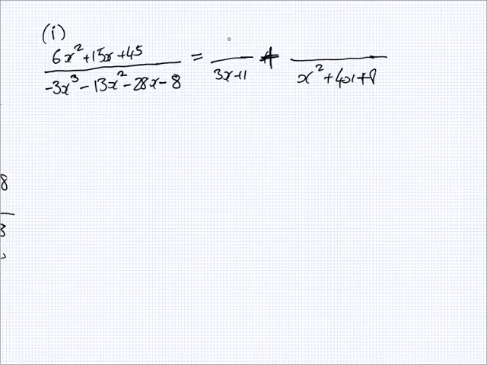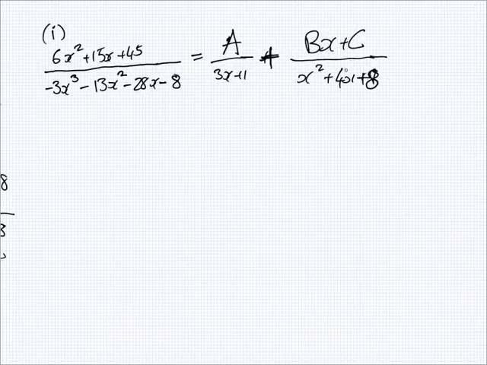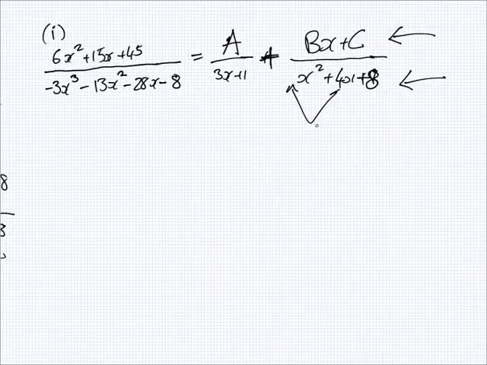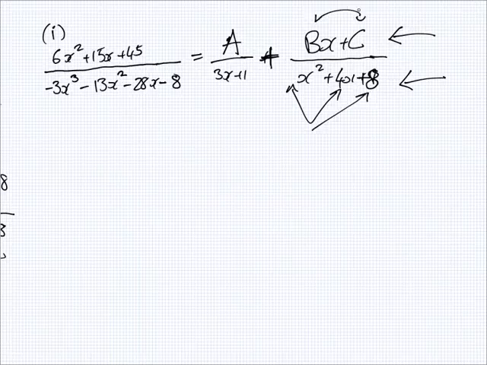Alright, so now, what do I have here? A. And what do I have here? Bx plus. Go on. We think it's bx plus c? Yeah. What rule are we using here? Well, if the bottom is a quadratic, then the top should be a linear. If I have 3 constants in the bottom, then in the top I should have 2 constants. So it should be bx plus c.